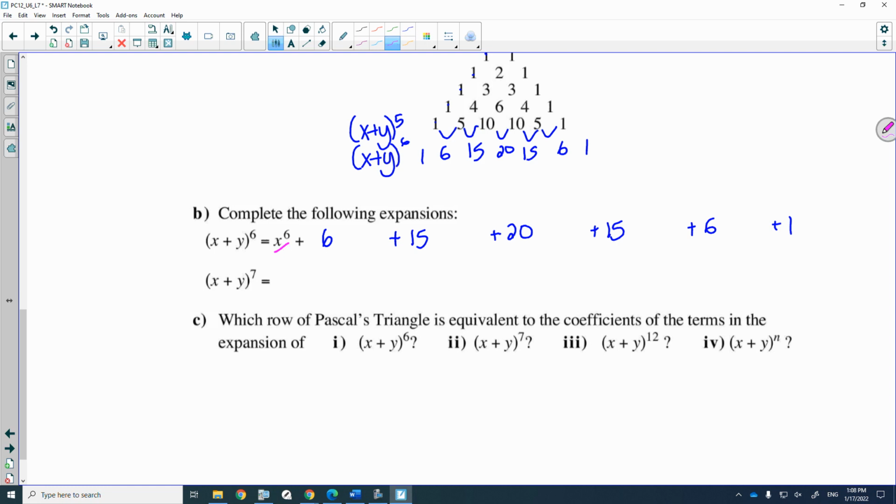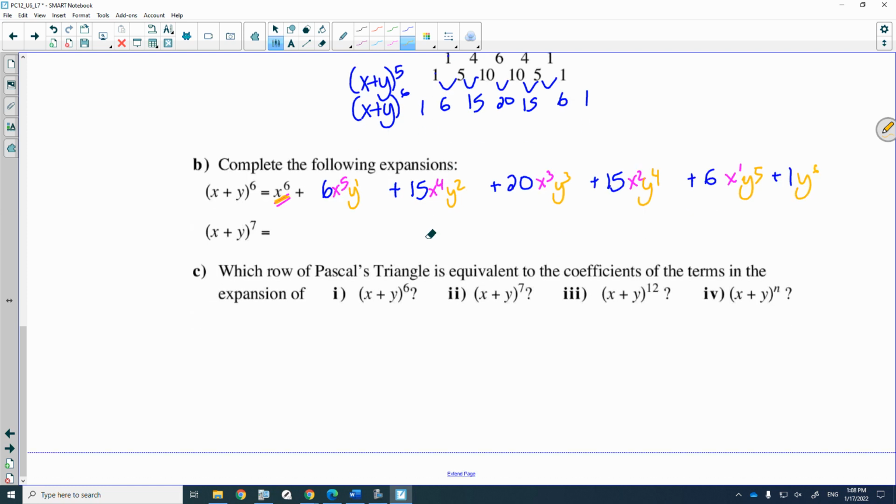Descend your x's: x to the 6, x to the 5, x to the 4, x to the 3, x to the 2, x to the 1, x to the 0, which I'm not going to put. Ascend your y's. There's y to the 0 here, y to the 1, y to the 2, y to the 3, y to the 4, y to the 5, and y to the 6. Make sure each term, the exponents sum to the n value. So n is 6, and the exponents sum to 6.